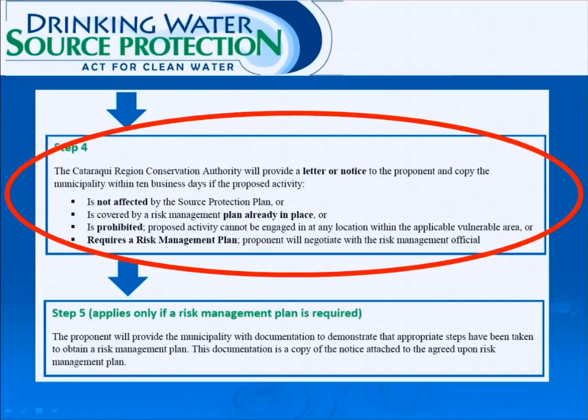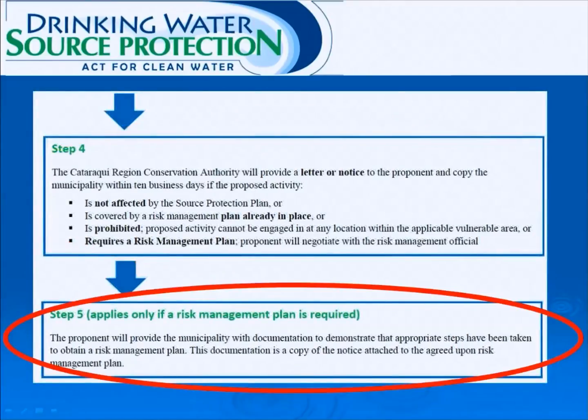If the letter or notice states that no further action is necessary for source protection, either because the proposal is not affected or the threat is already addressed by a risk management plan, regular municipal procedures may resume. If the proposed activity is prohibited by the source protection plan, the application cannot continue. If the proposal requires a risk management plan, proceed to Step 5.